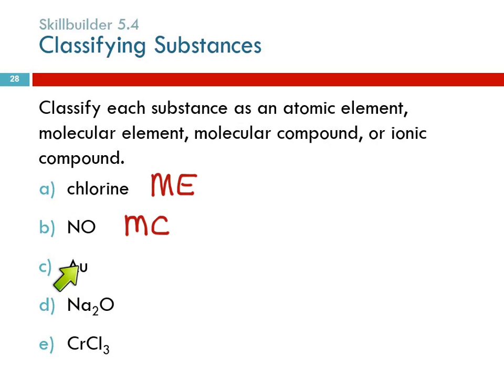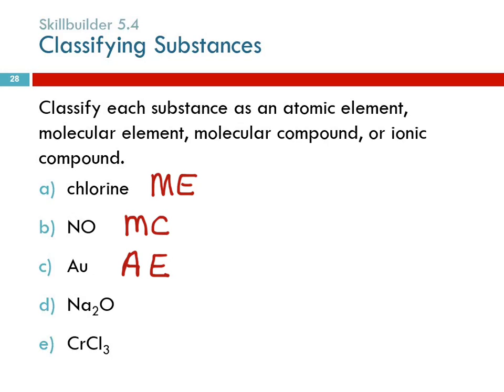So element or compound? Element. Looking at formulas, the kind of cheater way is look, how many capital letters? There's only one capital letter. It's an element. If there's 2 capital letters, that means there's 2 elements in it. It must be a compound. So this is an element. Is it atomic or molecular? It's atomic. It's not one of the 7.